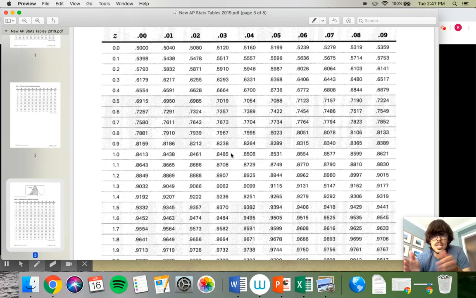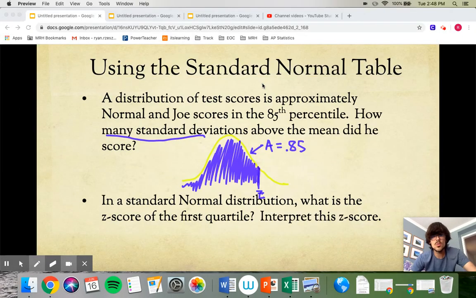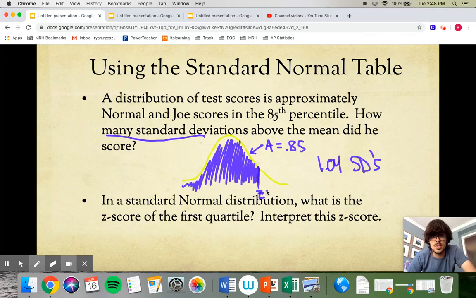If you want to go in between those, you could even average them. This is 1.03, this is 1.04. So you can call it 1.04, or you can go 1.035 and go in between them. Either of those is acceptable. I'm just going to call it 1.04 for this z-score here. So they say how many standard deviations? 1.04 standard deviations, because that's what your z-score is.